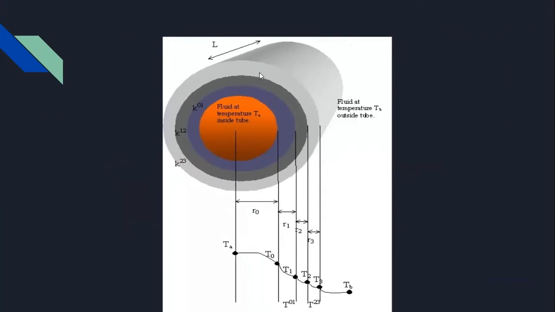You can see through the diagram, this is how the temperature drop will look. The pipe has a fluid at temperature T inside the tube, and you can see the temperature will slowly drop as we move on to the next surface of the pipe. See, this changes, it gradually drops.